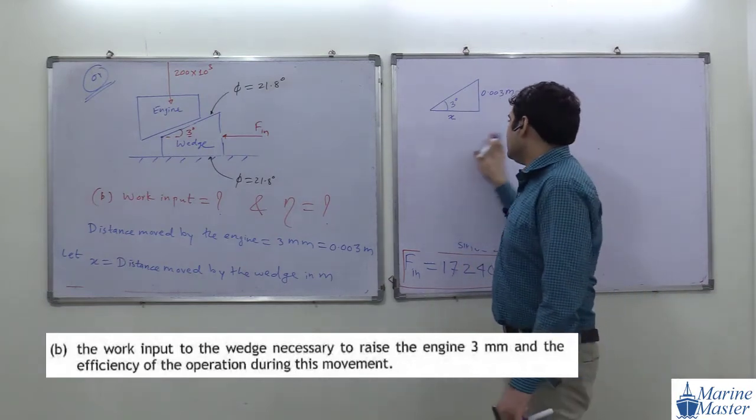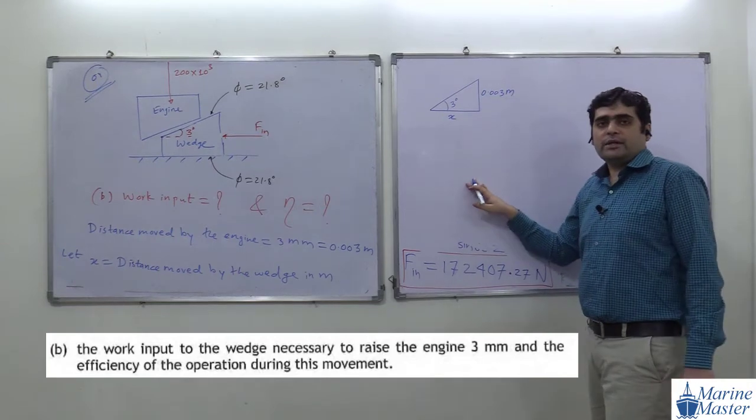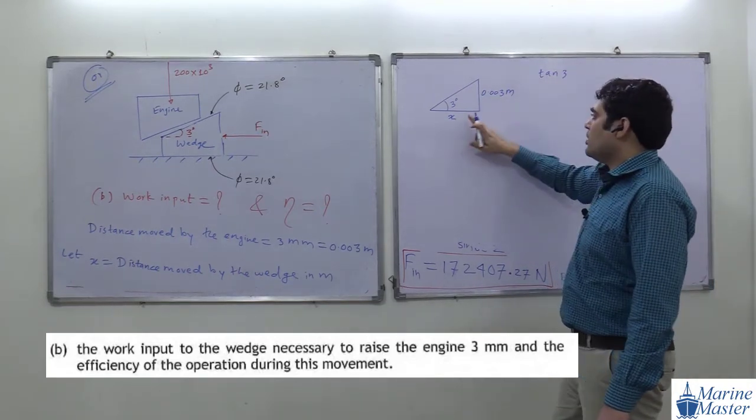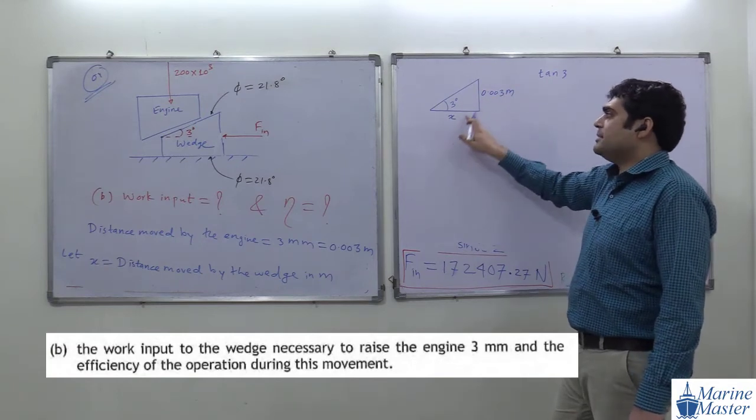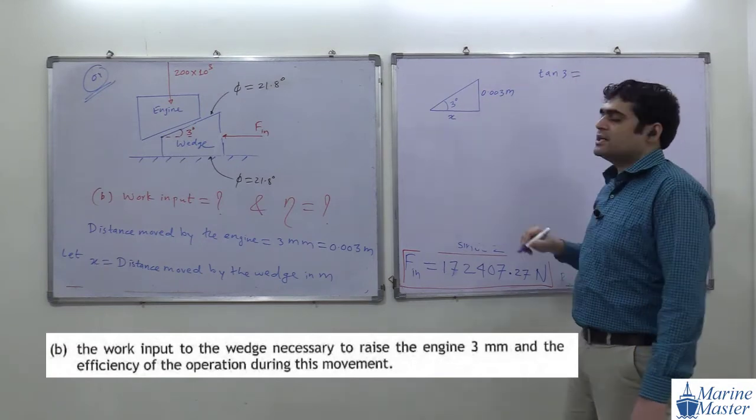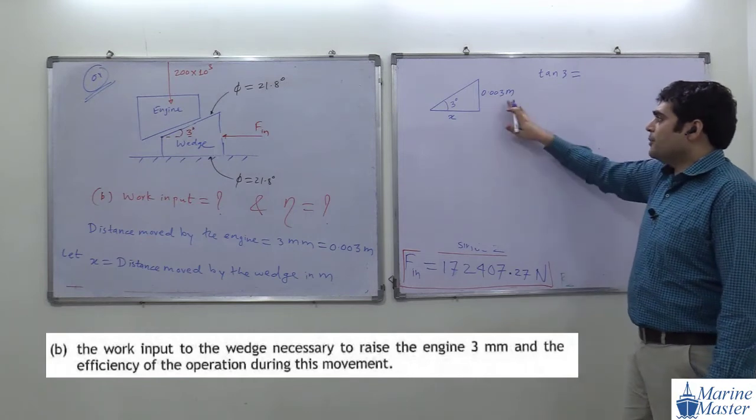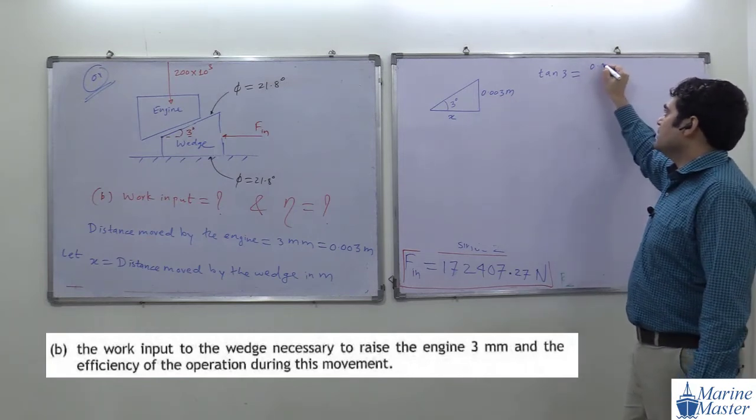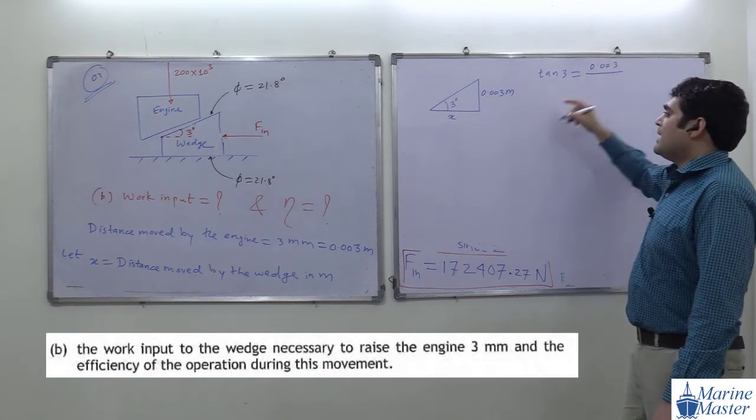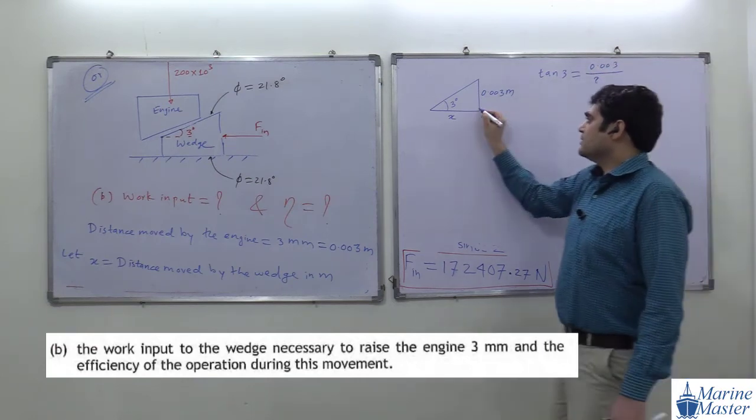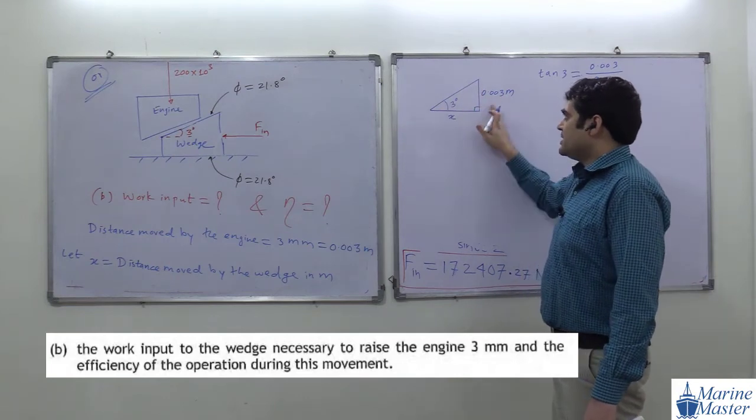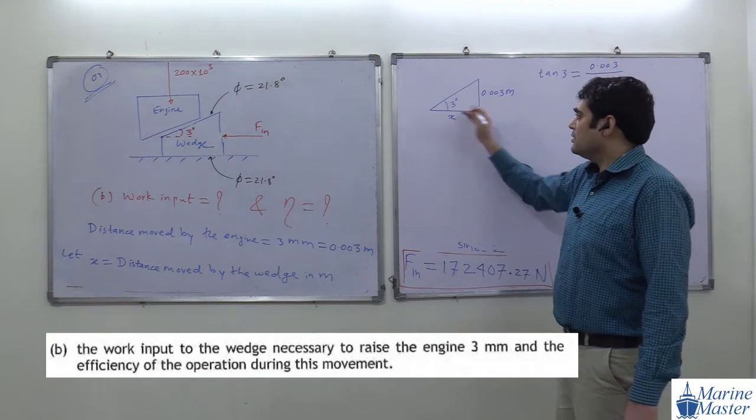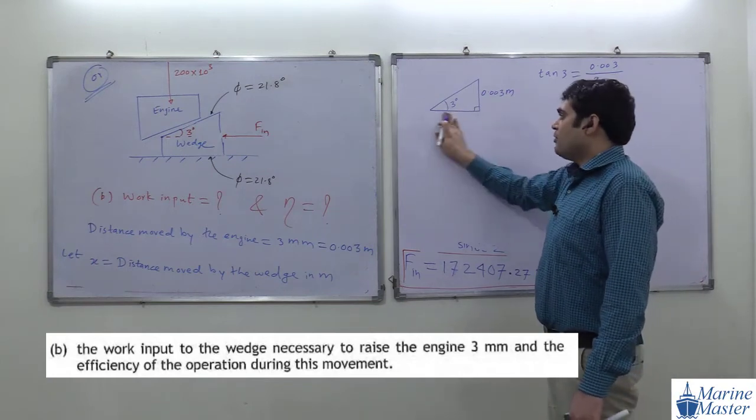Observe this drawing. So what can we say? Tan 3 is equal to what? Tan 3 is opposite by adjacent. What is opposite here? Opposite is 0.003, divided by the adjacent, which is x. Are you getting my point? This is the distance moved by the engine, and this is the distance moved by the wedge.